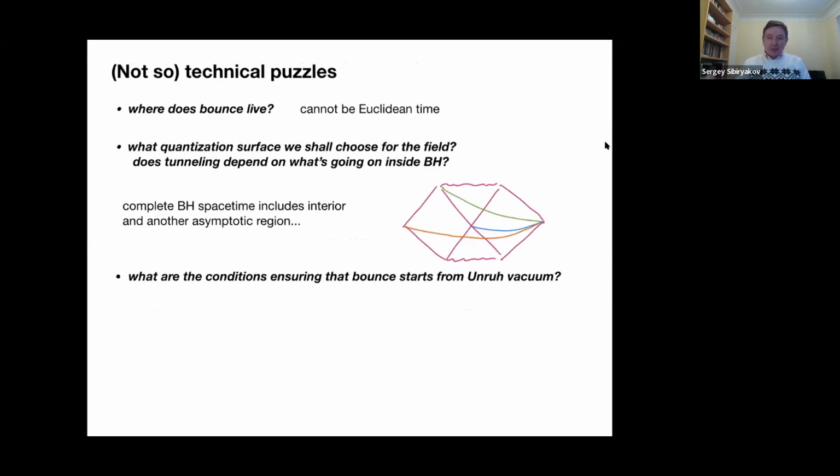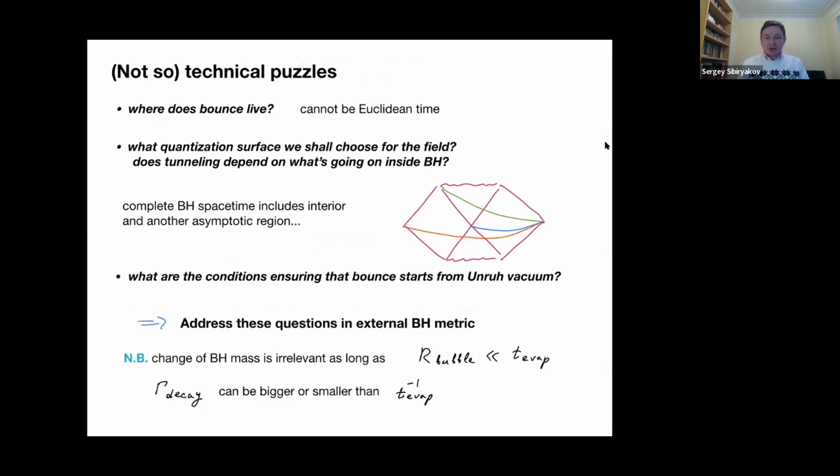Good. Then we come to setting up the calculation, and we encounter certain issues, certain puzzles, which are perhaps technical, but when you think about them a bit, maybe not so technical. They lie somewhere in between technical and conceptual. The first question is: where does this bounce live? With instantons in empty space or in a thermal bath, we know that we should just go to Euclidean time and look for solutions there. But now the system is out of equilibrium, so we cannot go to Euclidean time. Then what should we do? It's not clear where the relevant classical solution lives, or whether it exists at all.